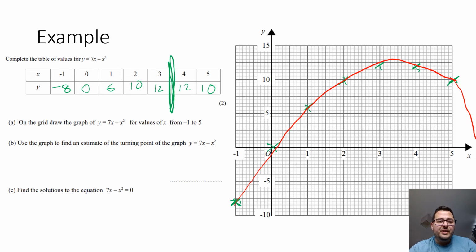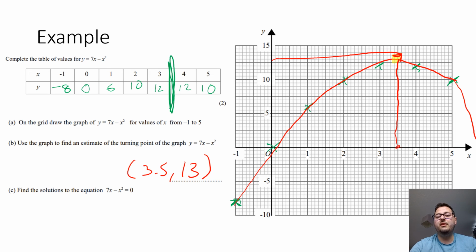Okay, so it says use the graph to estimate the turning point of y equals 7x minus x squared. So here from our graph, the turning point looks to be about there, doesn't it? Yeah, so it should be about halfway. So this to me looks to be, well, this is 3.5 from there, and that is 13, I reckon. So it should be 3.5, 13.